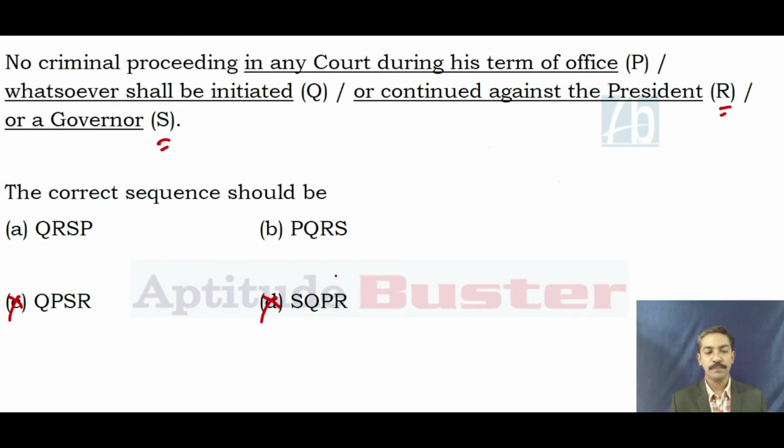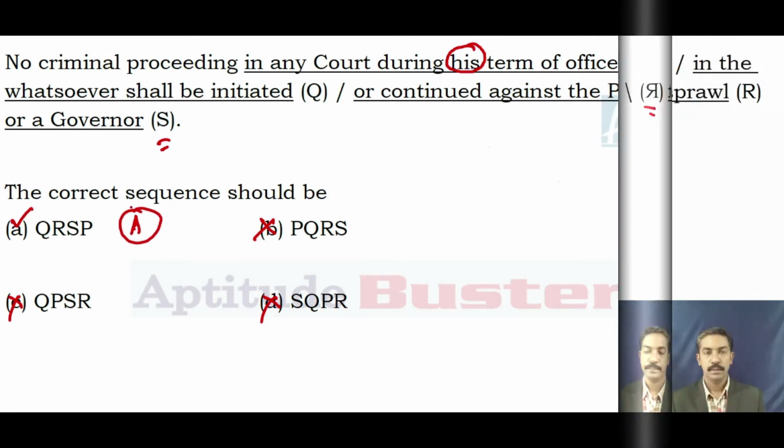With one more step further, continued against a president or a governor during his term of office. You have already been told in paragraph anagram itself, a pronoun should always follow a noun. So the word his is a pronoun here, and this must follow the noun. In that case, RSP should be the sequence. Thereby, we can eliminate option B and the right choice is option A.